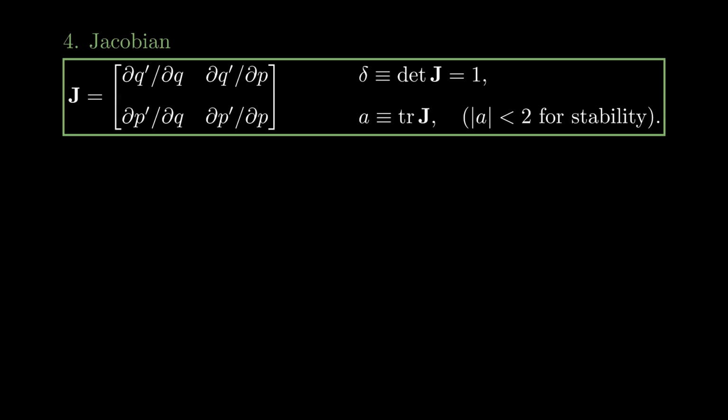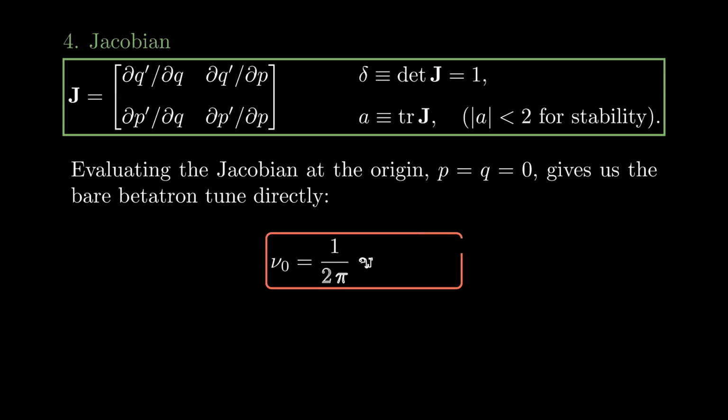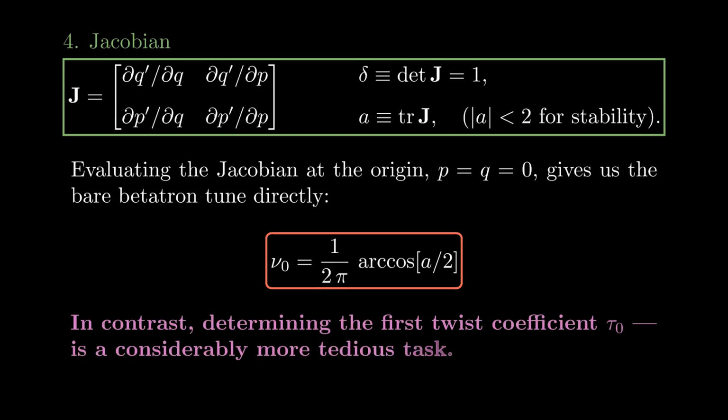Symplecticity requires that the determinant of the Jacobian matrix equals unity, and for stable oscillations, the absolute value of the trace A must be less than 2. Evaluating the Jacobian at the origin, p equals q equals 0, gives us the bare betatron tune directly. In contrast, determining the detuning, the first twist coefficient tau 0, is a considerably more tedious task.